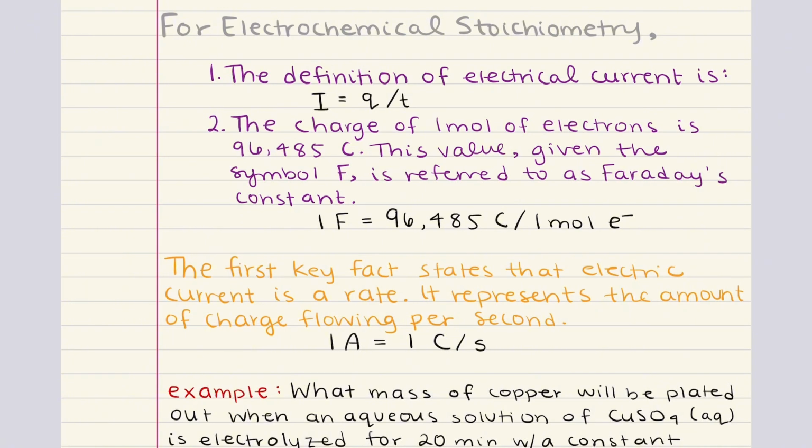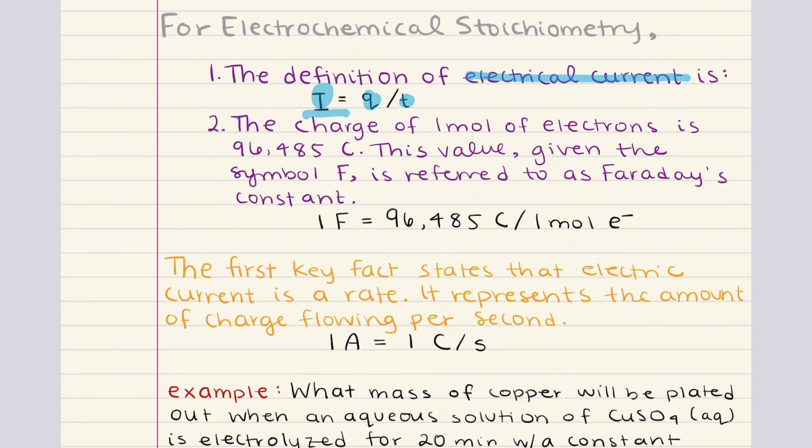With that, we can move into our last and final topic for this lecture, and that is on electrochemical stoichiometry. Electrochemical stoichiometry connects the concepts of charge, current, and time to the quantitative aspects of electrochemical reactions. To begin, let's define electrical current. Current is defined as the rate of flow of electric charge through a conductor. Mathematically, it's expressed as I is equal to Q divided by T.